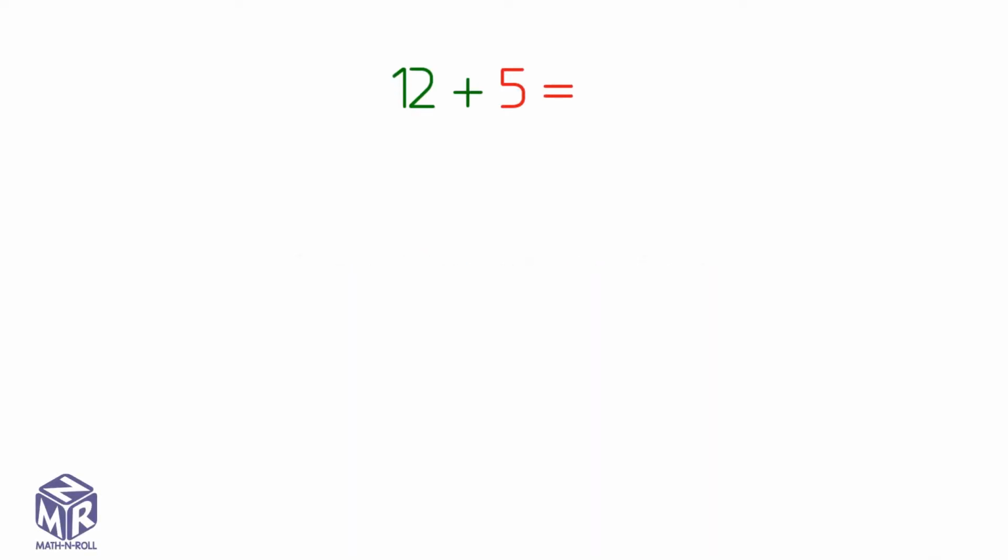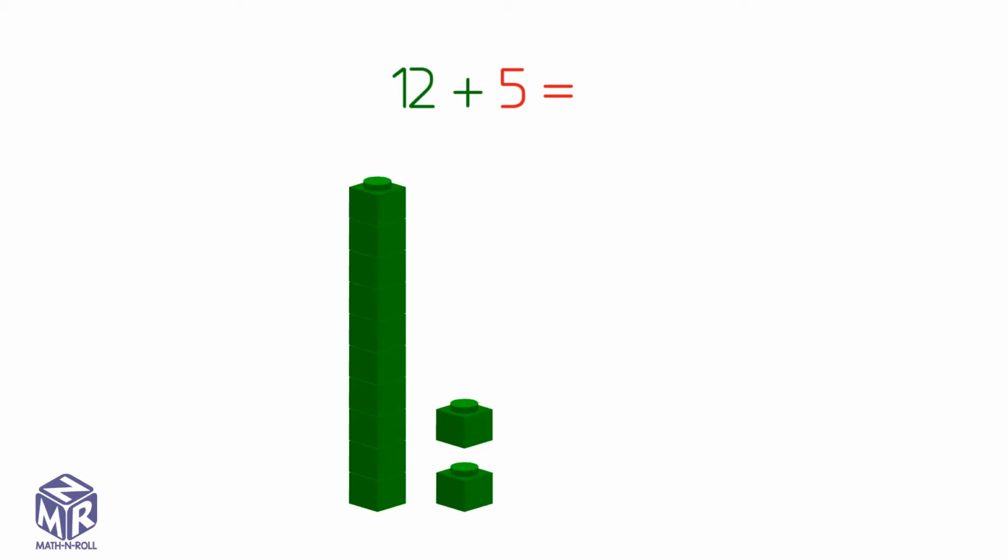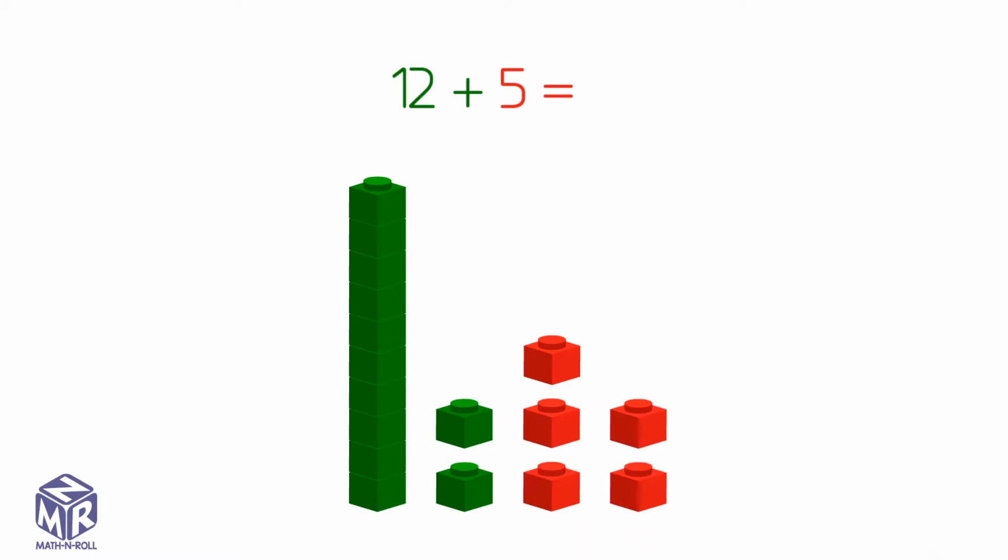Let's model 12 plus 5. 12 has one 10 and two ones. 5 has 5 ones. Add the ones to the two-digit number. We get 1 10 and 7 ones. So 12 plus 5 equals 17.